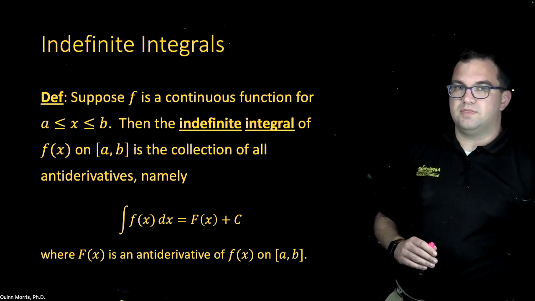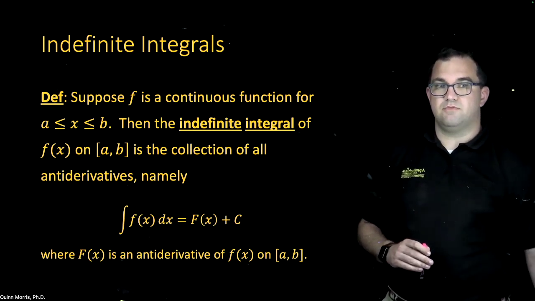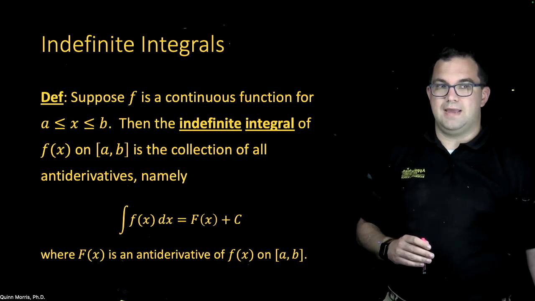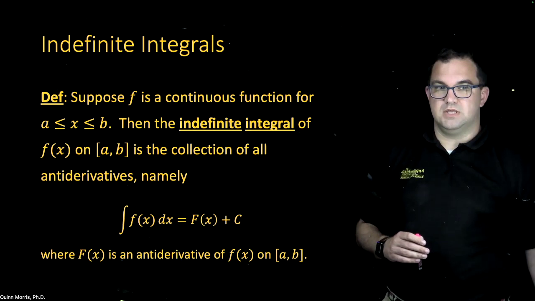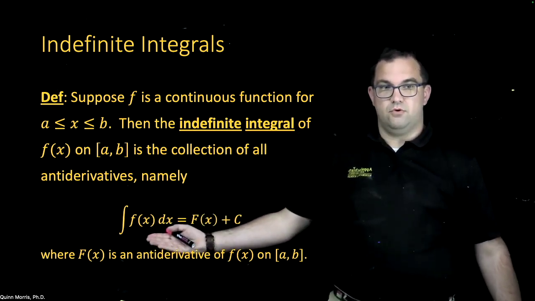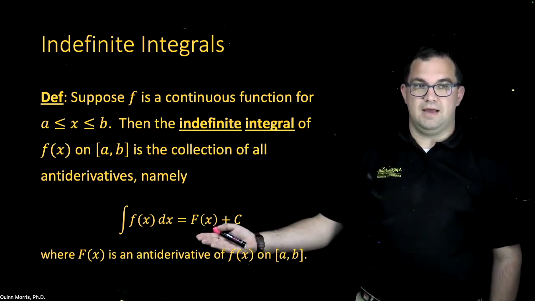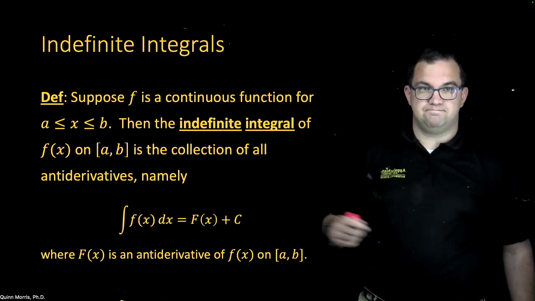So let's first begin with the definition of an indefinite integral. Suppose f is a continuous function for x values between a and b. Then the indefinite integral of that function f on the interval a to b is the collection of all antiderivatives of the function little f. Namely, we say the indefinite integral of f of x is equal to capital F of x, where capital F of x is some antiderivative of little f of x, plus some constant c.